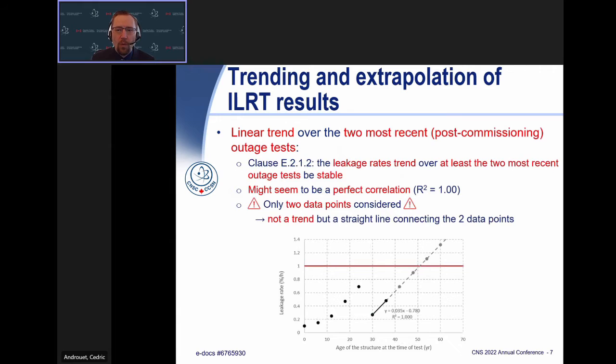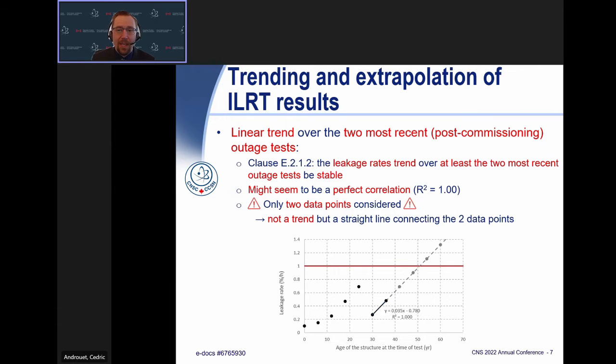Let's see now one of the ways in which the CSA N287.7-17 requirements may be interpreted. Clause E.2.1.2 stipulates that the trend shall be stable over at least the two most recent post-commissioning outage tests. So let's consider the two most recent data points and apply the CSA requirements with regards to the linear fashion change over the next test interval.